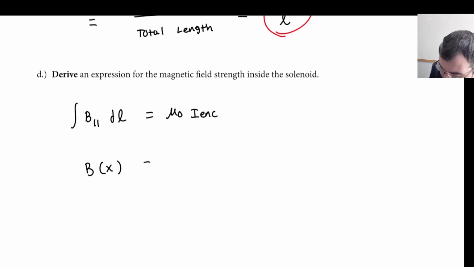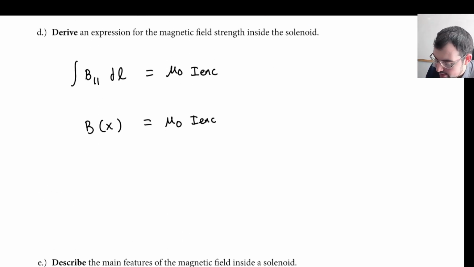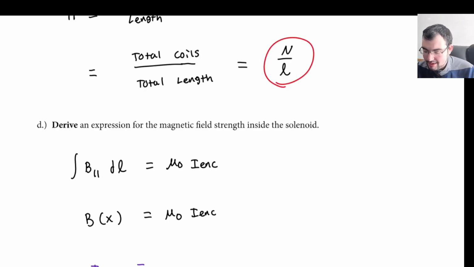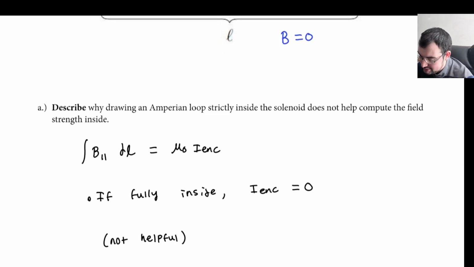We said our circulation only occurred a distance x along our loop. And now we have to find whatever I enclosed is. Just like before, we can always find the enclosed current by multiplying by some sort of a density. It's not going to be all the coils, right? You technically could, because of some of our assumptions we make in this class. You make your loop length L, and you enclose all the currents. It'll get the same result.